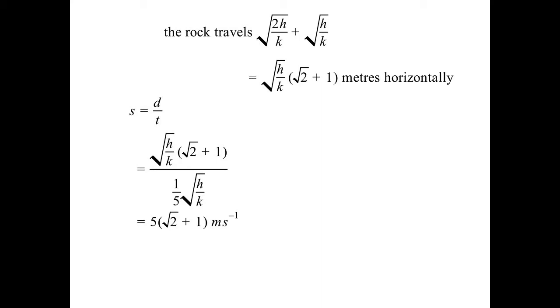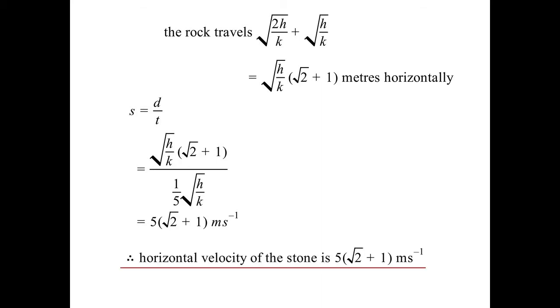So speed equals distance over time, and we get 5 over root 2 plus 1 meters per second. So there's our horizontal velocity of the stone. And remember, from projectile motion, horizontal velocity is always constant. So there's the answer to the question. So I thought, there's a neat little solution to it without actually using calculus. Just use the features of a quadratic.